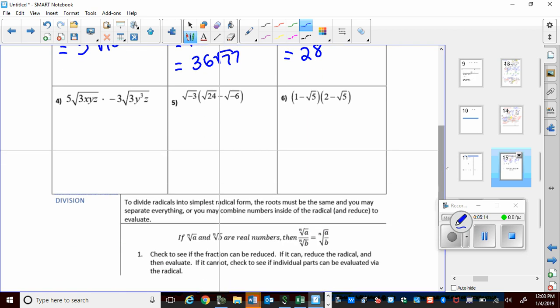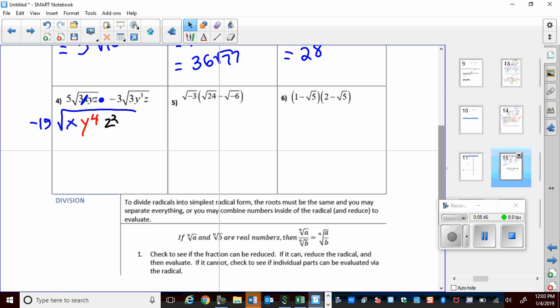Now, number 4. Remember what I said? Multiply what's outside first. So 5 times negative 3 is negative 15. Inside, I have 1x. For my y's, I have 1y and then 4 y's, so y to the 4th. And for my z's, I have z squared.